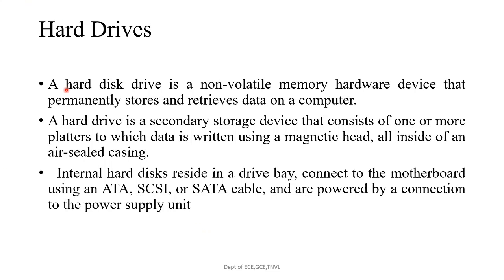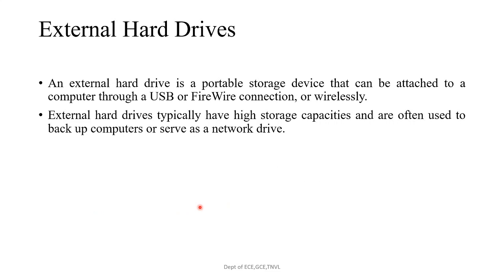So these are all the hard drives. A hard disk drive is a non-volatile memory hardware device that permanently stores and retrieves data on a computer. A hard drive is a secondary storage device that consists of one or more platters to which data is written using a magnetic head, all inside of an air-sealed casing. Internal hard disks reside in a drive bay, connect to the motherboard using an ATA, SCSI or SATA cable, and are powered by a connection to the power supply unit.